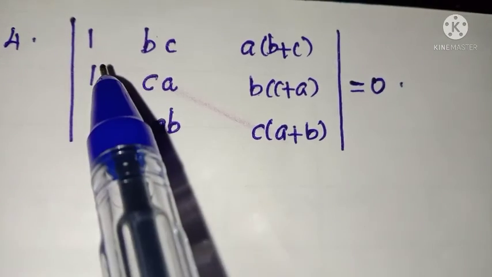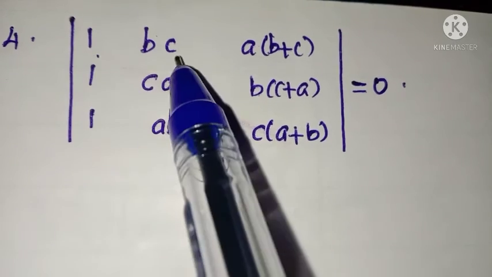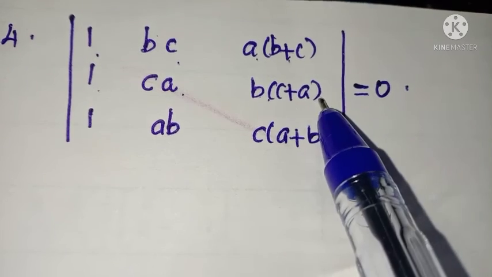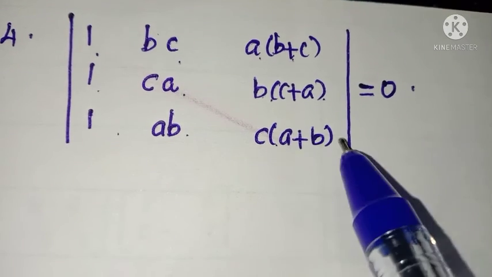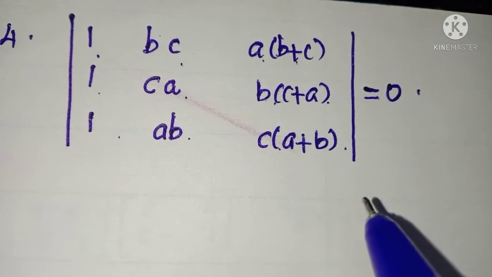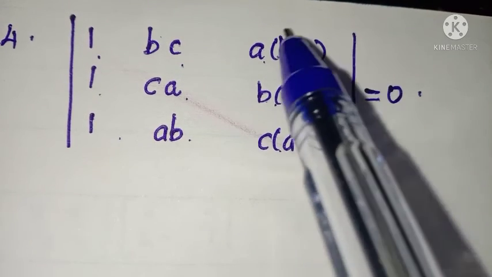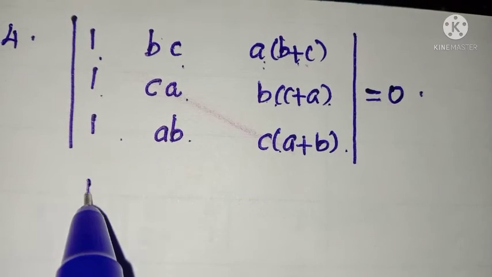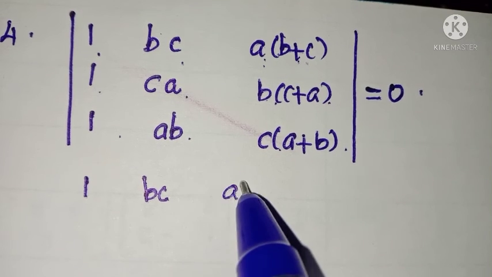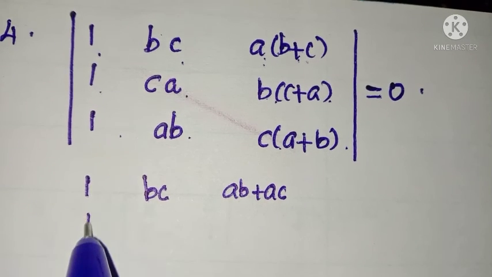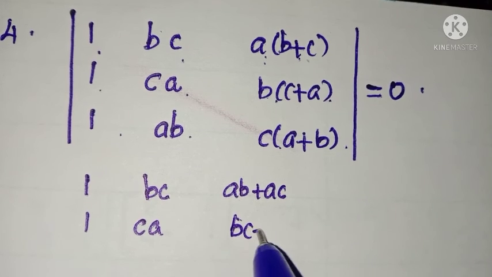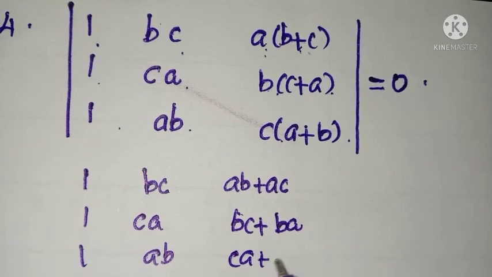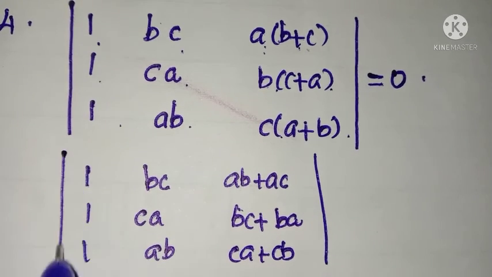Question number 4. Prove that the determinant 1, B, C, A into B plus C; 1, C, A, B into C plus A; 1, A, B, C into A plus B equals 0. The first step is to look at this C3 column. Open the brackets. So this becomes 1, B, C, AB plus AC; 1, C, A, BC plus BA; 1, A, B, CA plus CB.